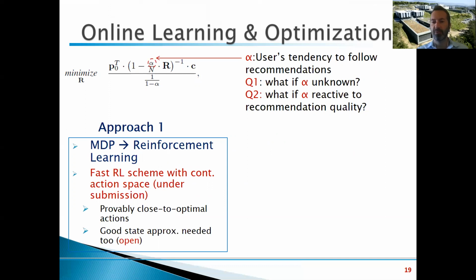And in many cases, this will not be the case. So what if we didn't know some of these parameters? Then the first natural approach to go about this problem is to turn our MDP into a reinforcement learning problem. That's a natural way to go.